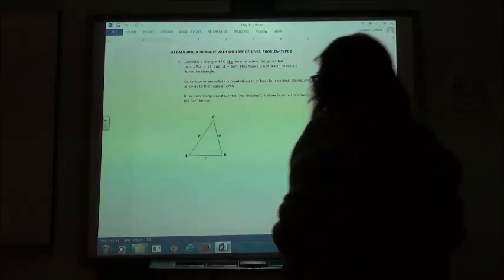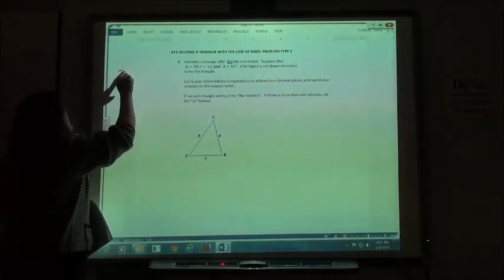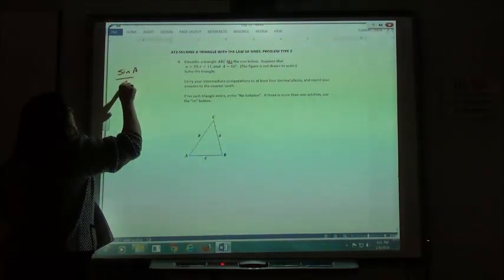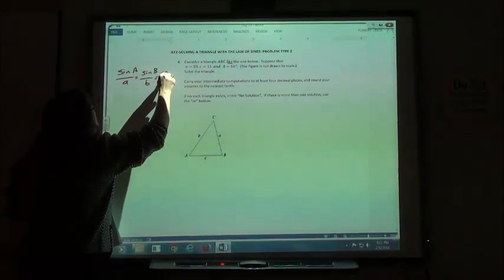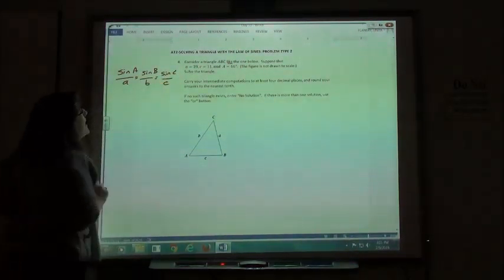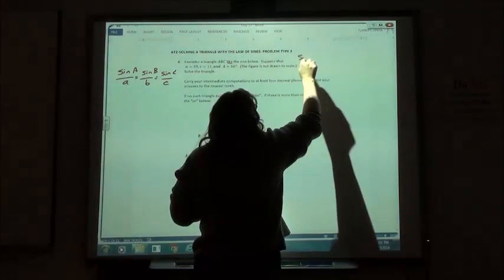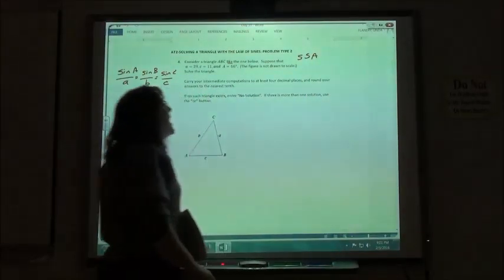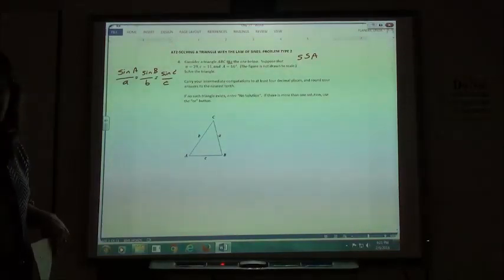Number 4, we're solving a triangle using that law of sines that we had before that said sine of A over A equals sine of angle B over B equals sine of angle C over C. However, in this case, we are going to have ones where we have two sides and an angle, side-side angle. And when we have a situation like that, we could just have one triangle that works, we might have two triangles that work, or we might have no triangles that work.